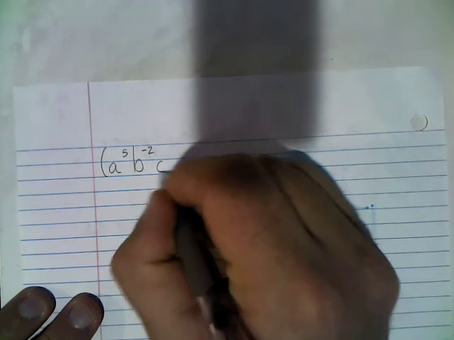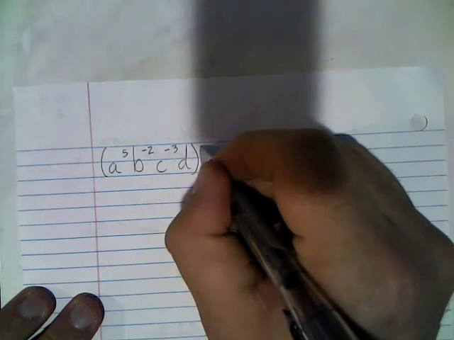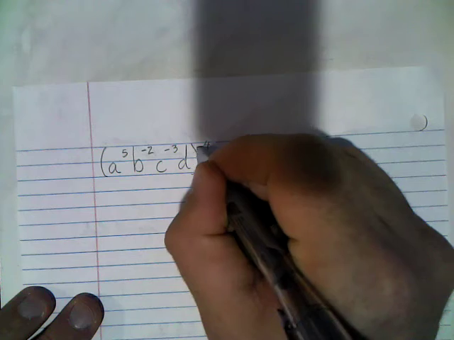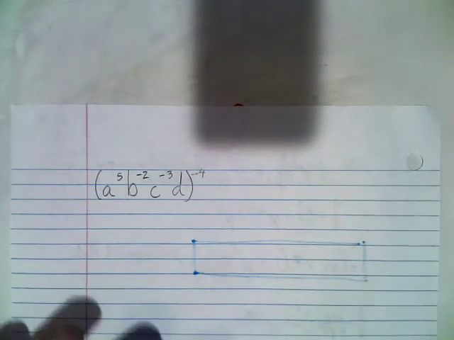We're going to tackle a to the 5th power, b to the negative 2nd, c to the negative 3rd, d, and then all of that to the negative 4th. And there are actually a bunch of different ways that we could simplify this. And so we'll take a look at a few of those.